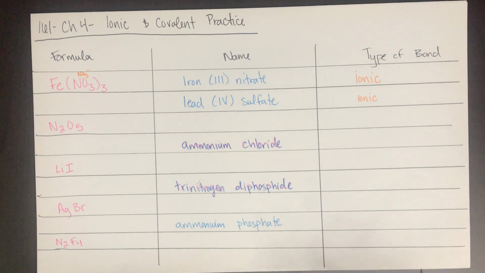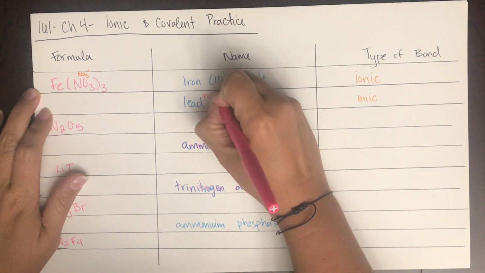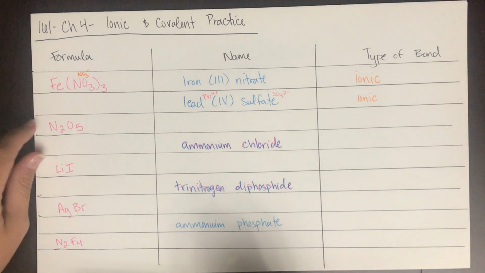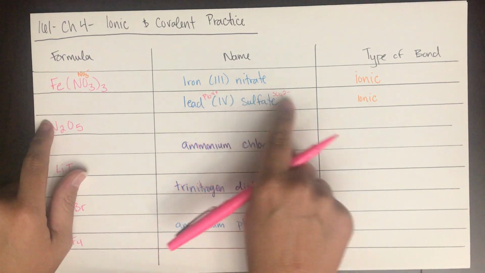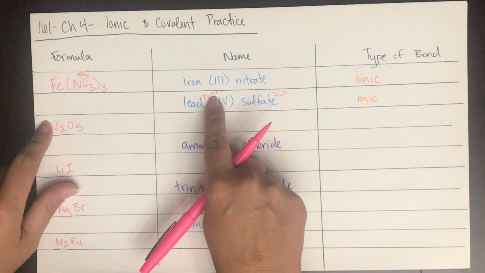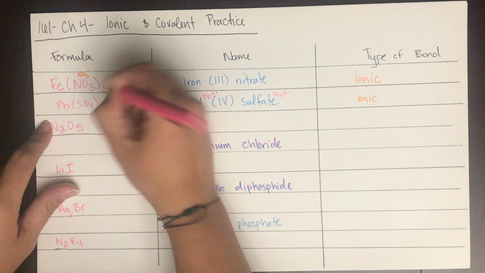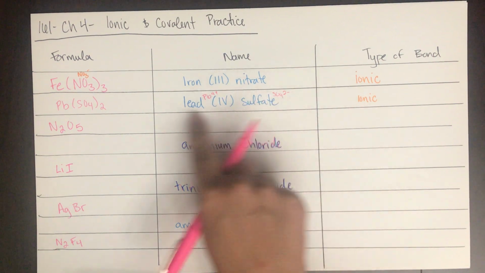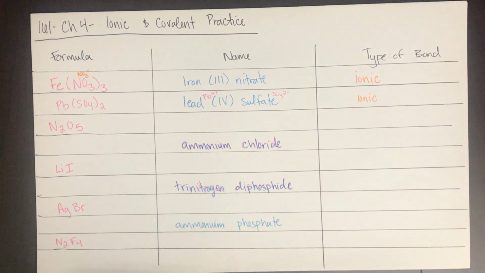So if I was going to write the formula, it's lead 4. So lead 4 means Pb 4 plus. Sulfate is SO4 2 minus. So this is -2, this is +4. I must need 2 of these sulfates to balance out this charge of +4. So it's going to be Pb(SO4)2. Because this SO4 has a charge of 2 minus, this lead has a charge of 4, so I must need 2 sulfates to balance out that lead.